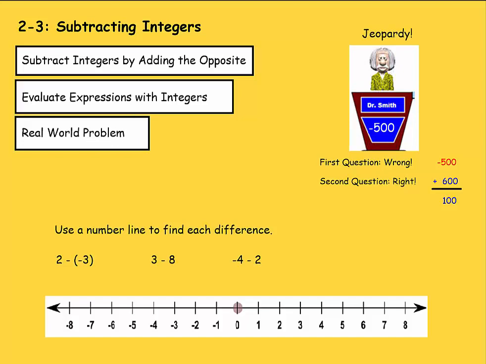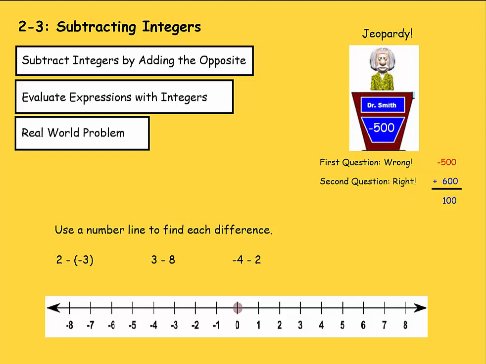We're going to go back to Jeopardy, just like we did when we were adding integers. If you remember, Dr. Smith got his first question wrong, and he had negative 500 points for that. He got his second question right, which gave him 600 points. When you add those totals together, he now has positive 100 for his score. But now think of this for an example.